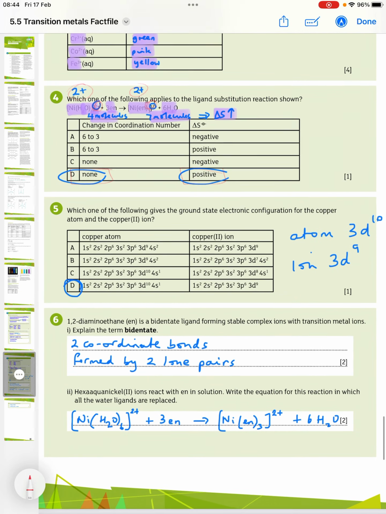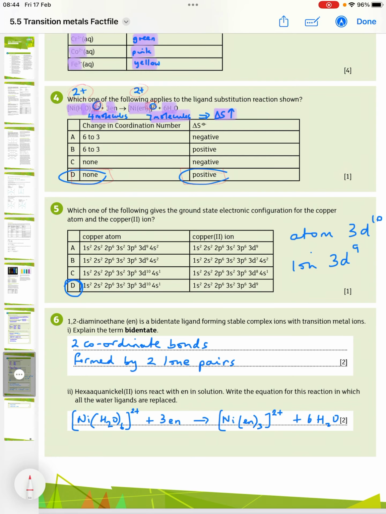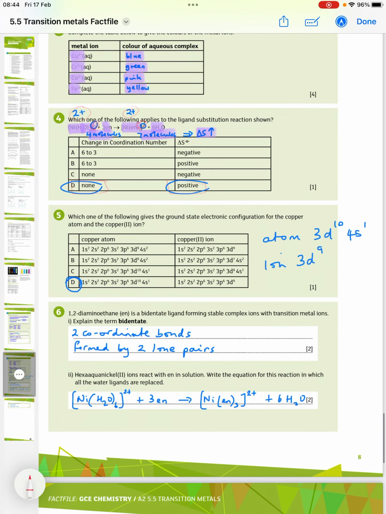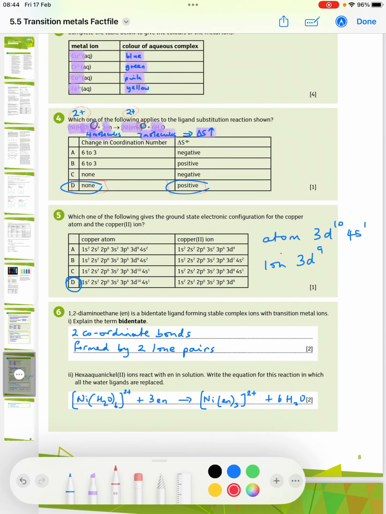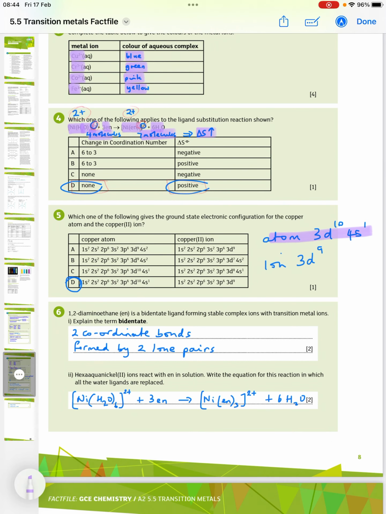Alright, number 5. Which one of the following gives the ground state electronic configuration for the copper atom and the copper 2 ion? I've just written here to the right hand side, the copper atom itself is 3d10 4s1, and that's the bit which is unusual because you would expect it to be 3d9 4s2, but one of those 4s electrons gets put into the 3d subshell to make it stable. So for the ion, you take away the 4s electron and one of the 3d ones, and we end up with 3d9, and that is D there.